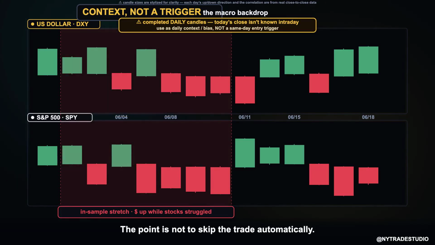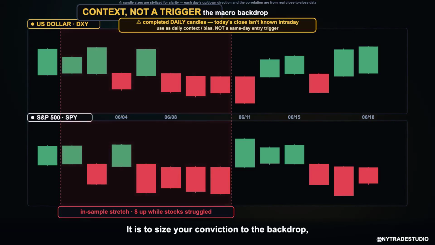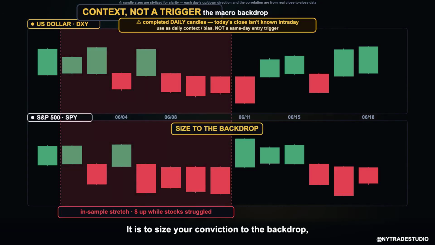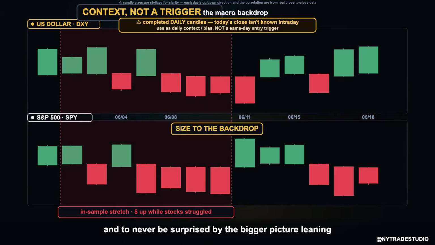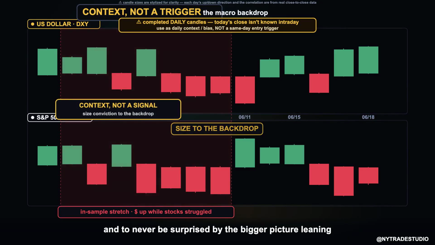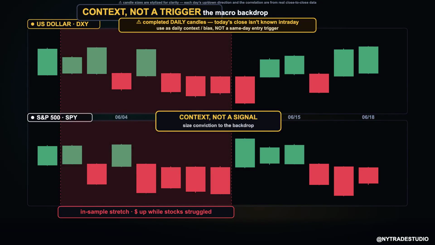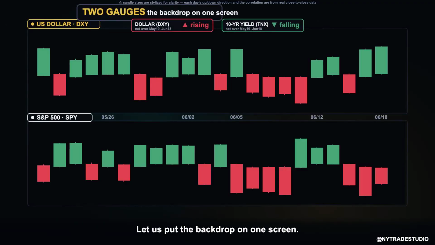The point is not to skip the trade automatically. It is to size your conviction to the backdrop and to never be surprised by the bigger picture leaning against you. Let us put the backdrop on one screen.